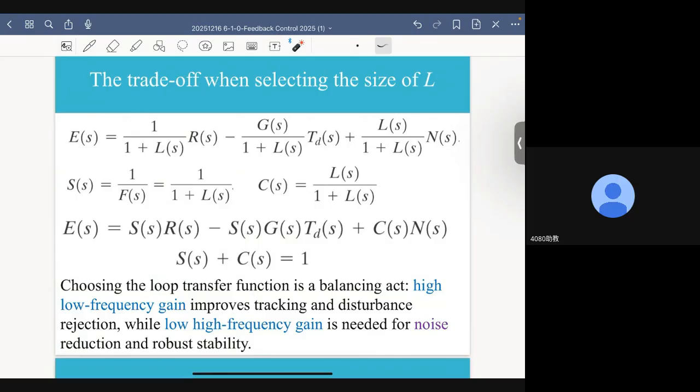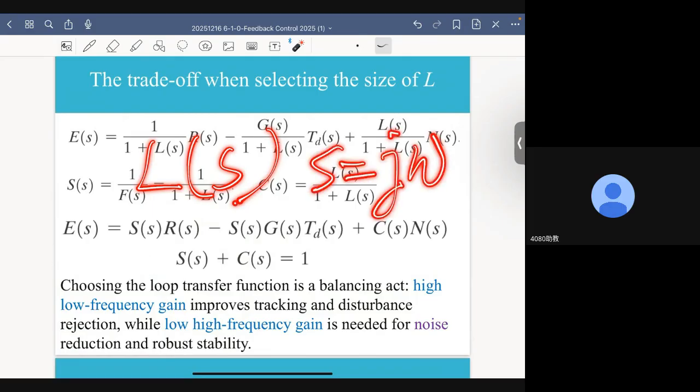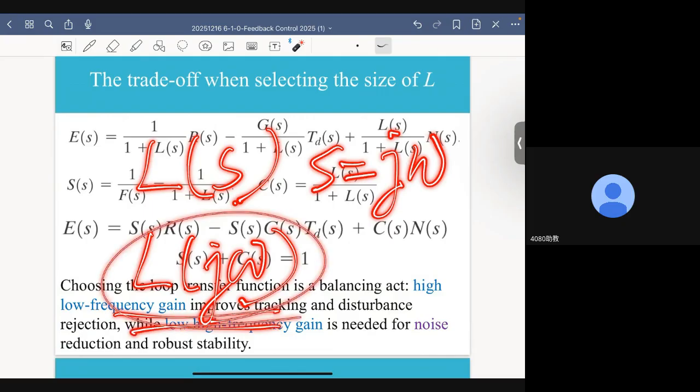Now, how do I balance that? The solution is I can have high low frequency gain, which can improve tracking and disturbance rejection. Remember that L is not a number. L is a function of s. And by setting s equal to j omega, we go from the s domain to the frequency domain, which means the loop transfer function is a function of frequency.